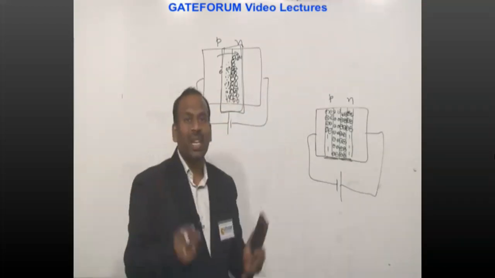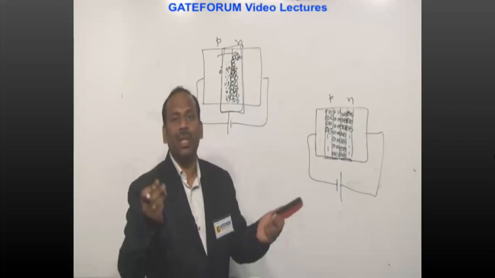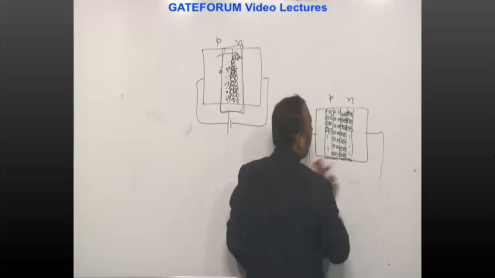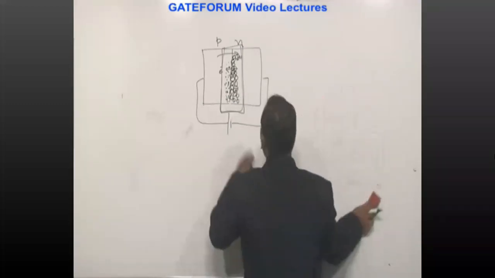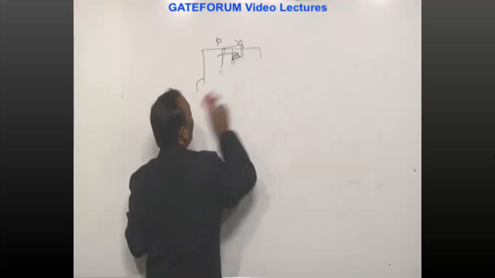That means the depletion layer now contains positive charge and negative charge, nothing but it stores the charge. That's why this is called transition capacitance. This occurs in the reverse bias condition. This other capacitance occurs in the forward bias condition.